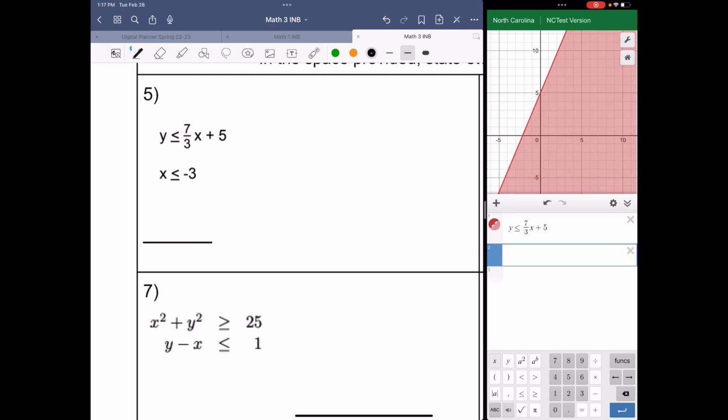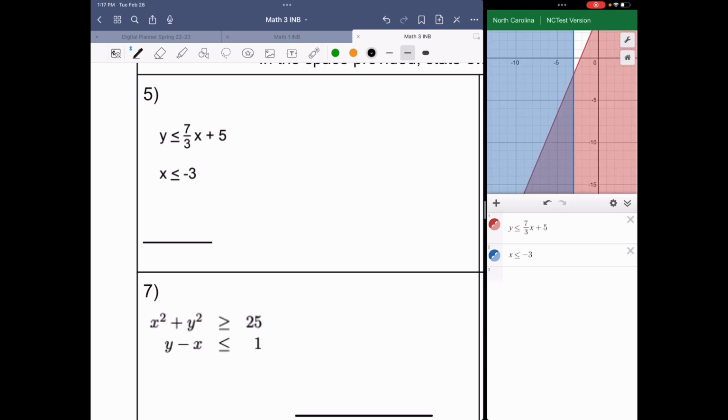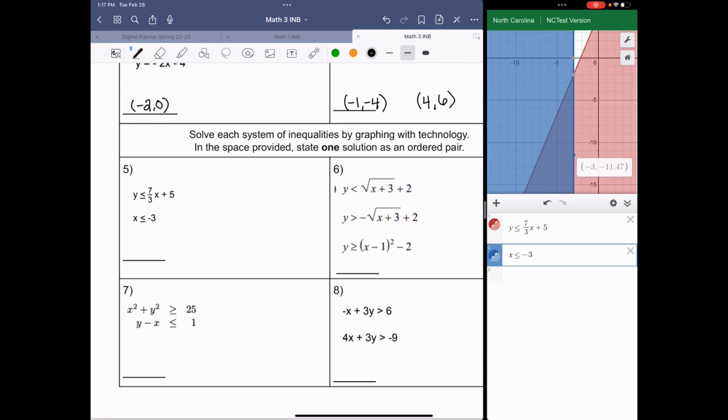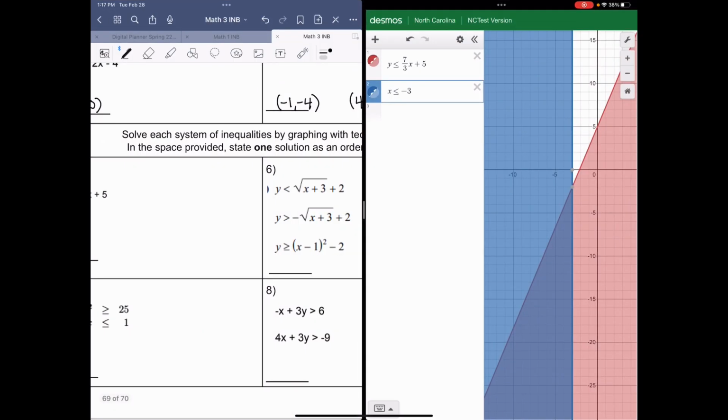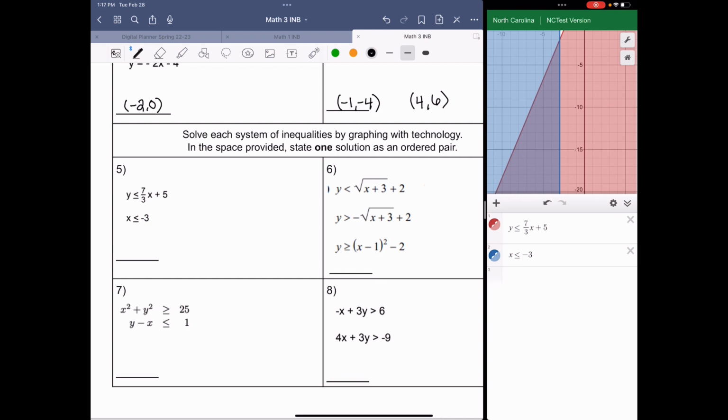All right, so then we have x is less than or equal to negative 3. So we're basically looking for the overlapping area. So if you look at my graph, we're not looking for just the blue, we're not looking for just the red. We're looking for where they overlap. So basically, I can provide one point that falls in that overlap.